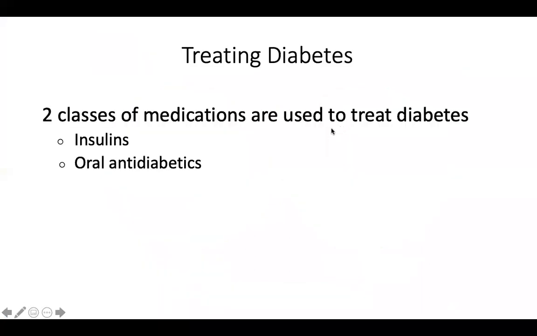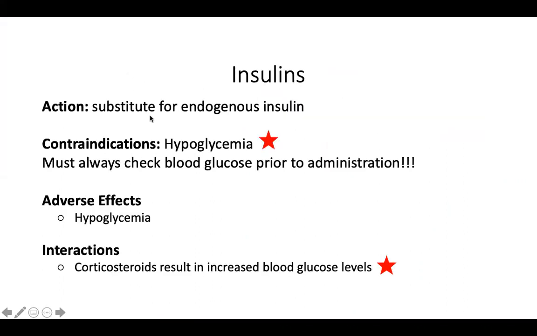Okay, two ways that we treat diabetes. We have insulins and oral antidiabetics. So we talked about how your beta cells make insulin, which goes throughout your body and opens up those channels, which allows the glucose to get into the cells. So we're basically just giving insulin to patients.